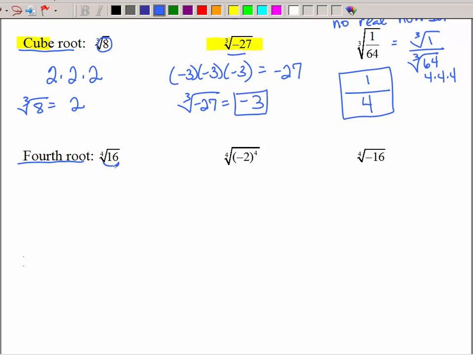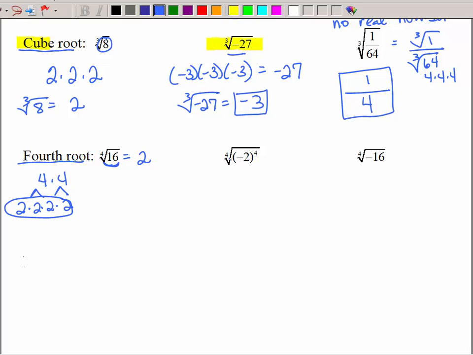Alright, so we really want to break down 16 into the prime factors. I know you know that 4 times 4 is 16, but if you break that apart, you have 2 times 2 for that 4 and 2 times 2 for that 4, and so 4 2's make 16. So again, I have 4 of a kind, so the fourth root of 16 is just 2.